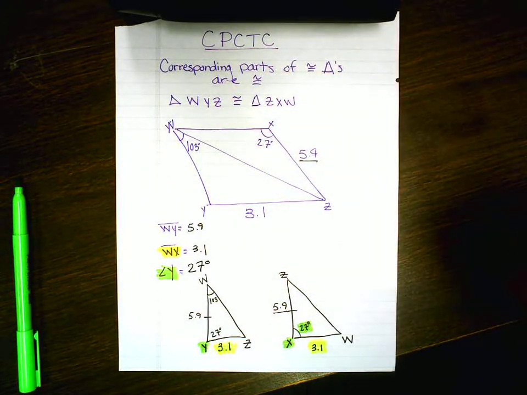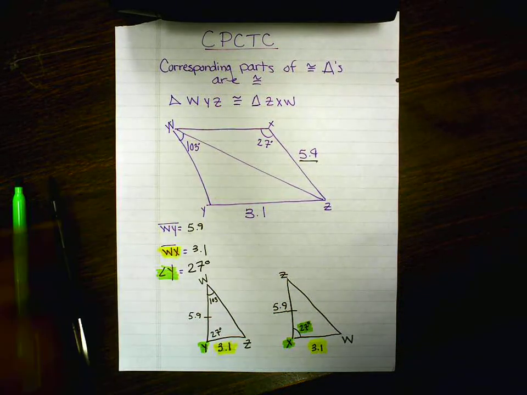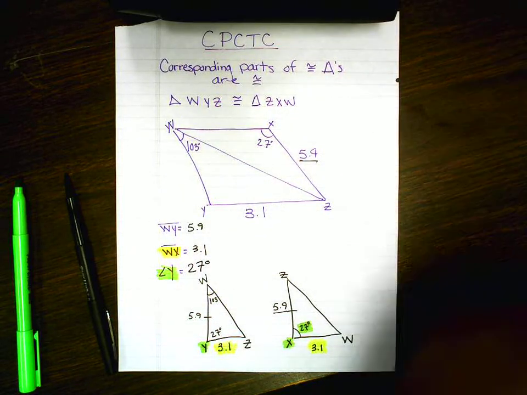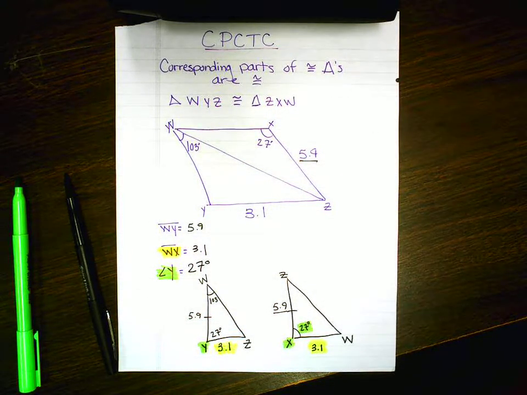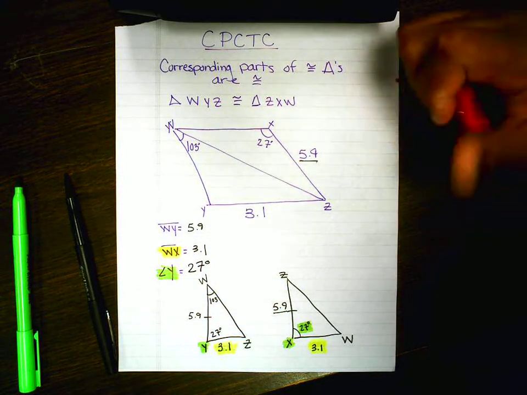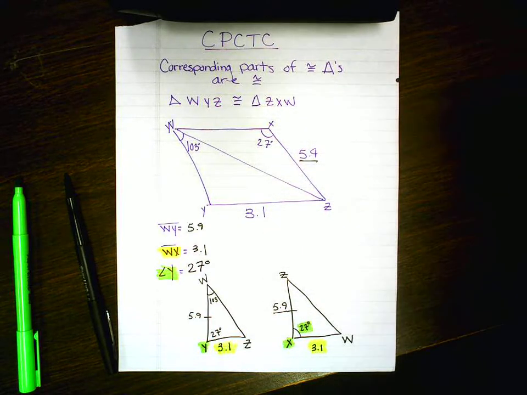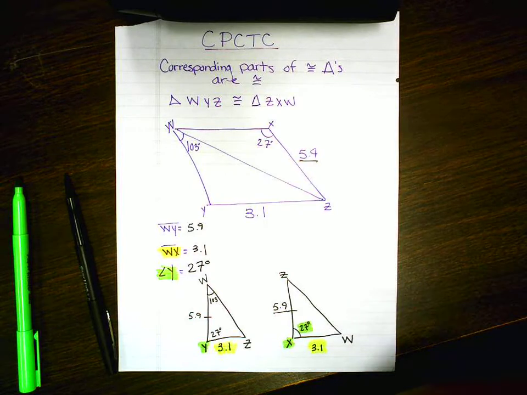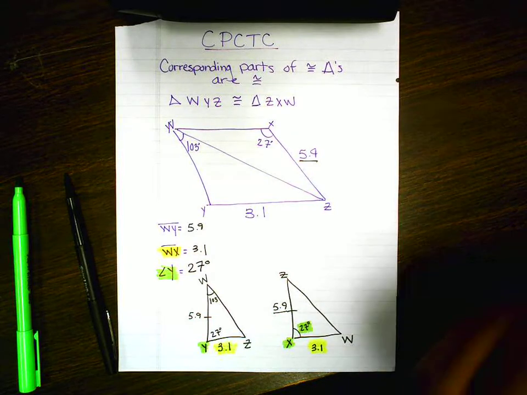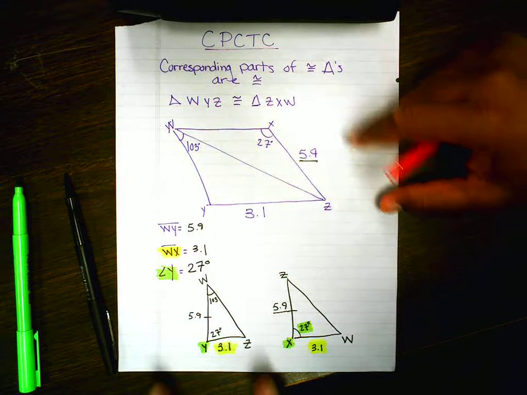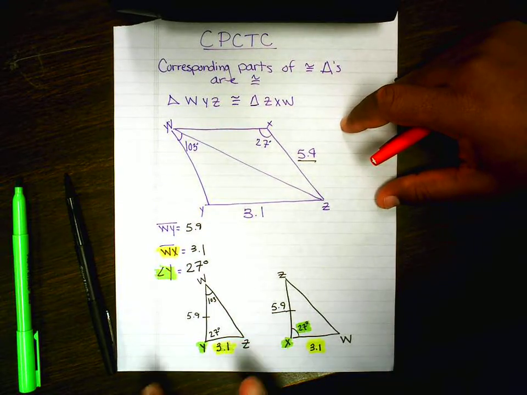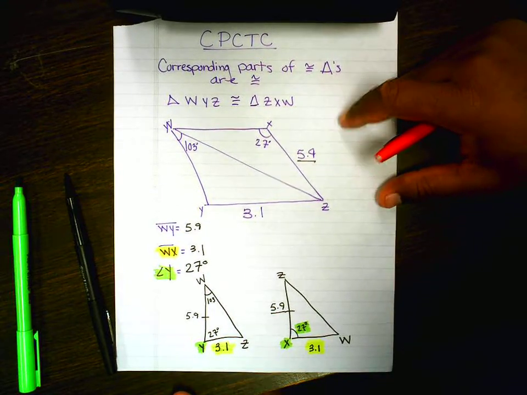So now that we know that everything is congruent, we know how to set up congruency. When you're doing corresponding parts of congruent triangles that are congruent, all you're doing is matching one triangle with the other triangle. You're filling in the missing part of that triangle.